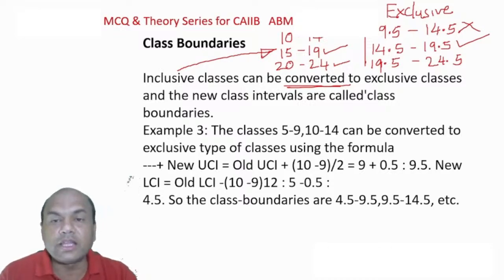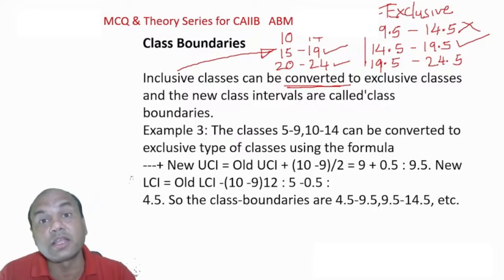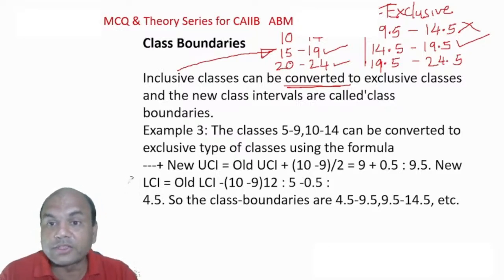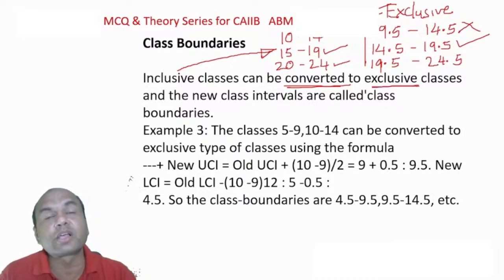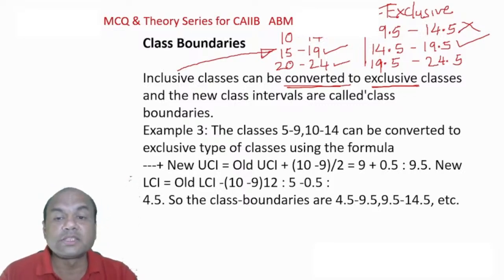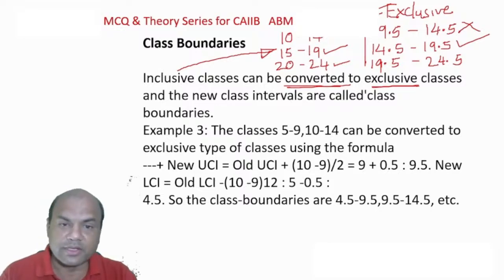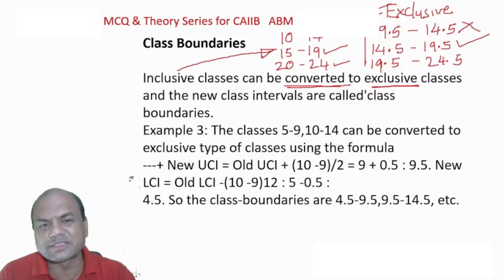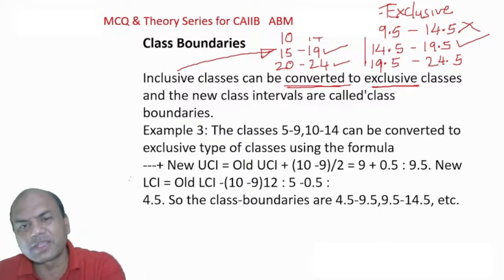While solving any numerical, this is the important discrimination. This is the important class. We never use inclusive class while solving the numericals. Never ever. We always use exclusive. Even if you have inclusive class, you have to convert it to exclusive. Remember. And the new class intervals are called class boundaries. Now the remaining thing is simple, the same thing I have explained to you. Let's move on. You can read this if you want.